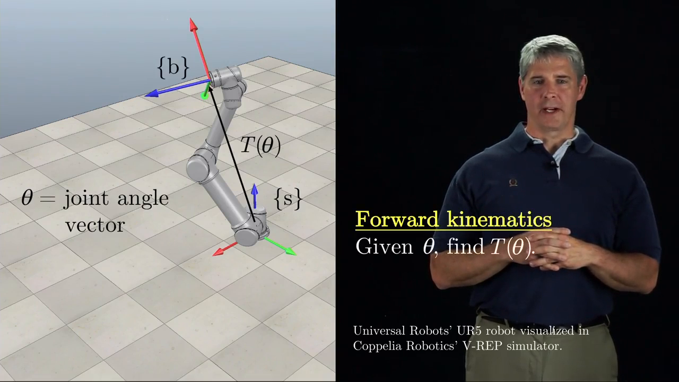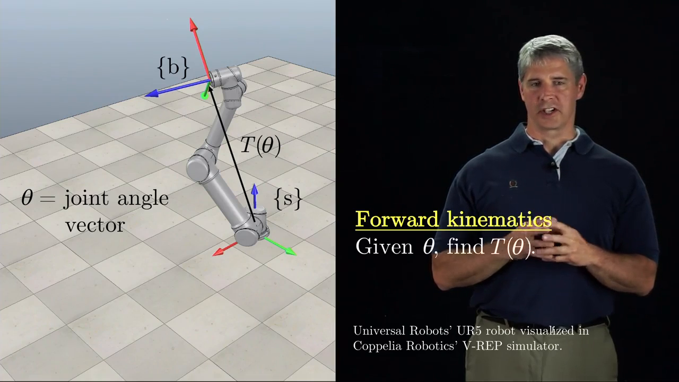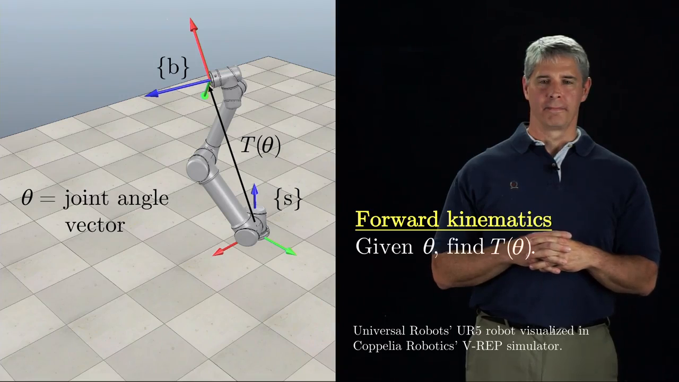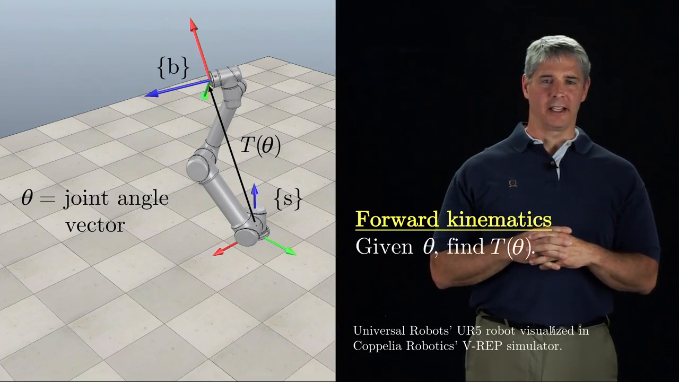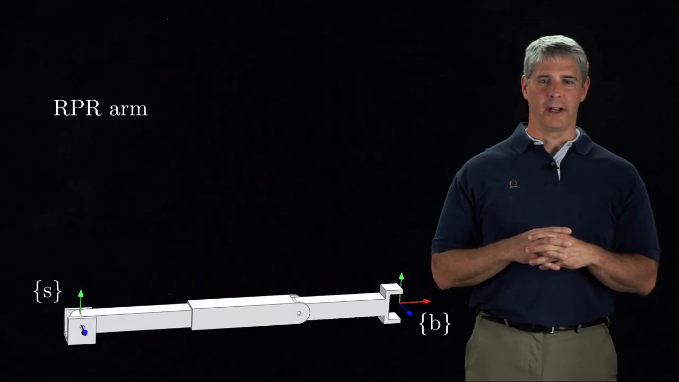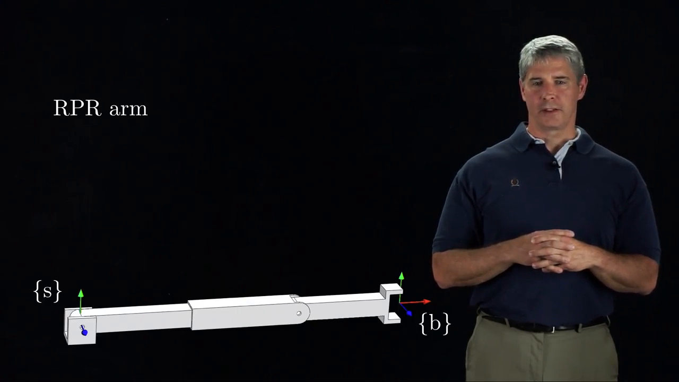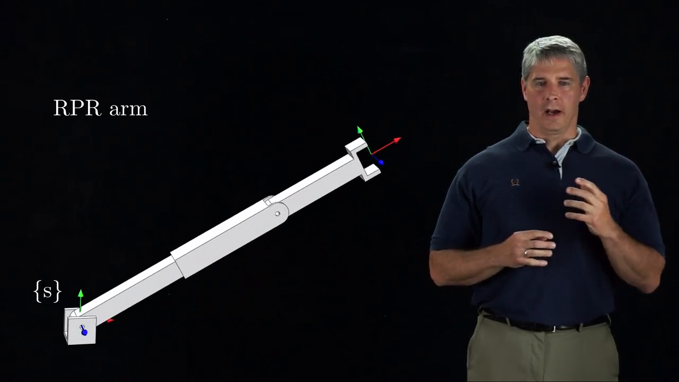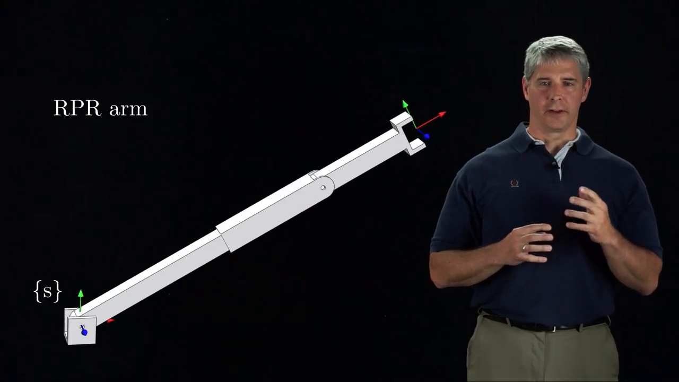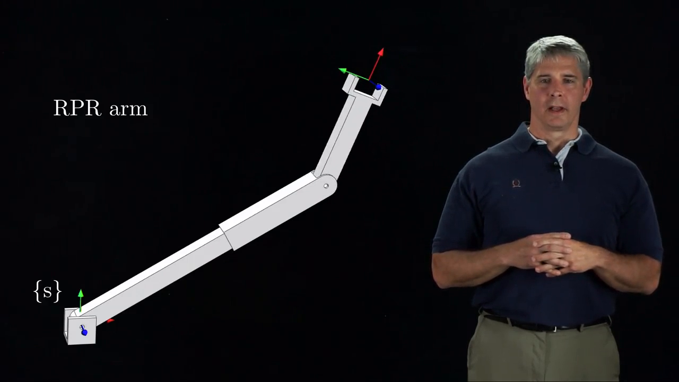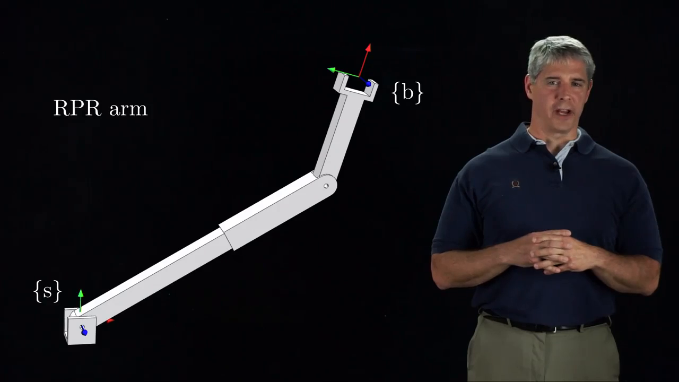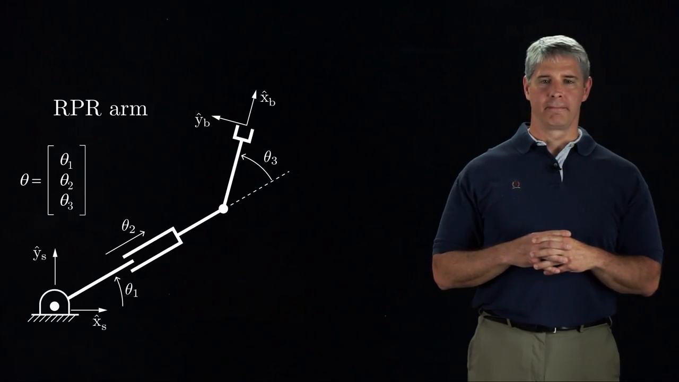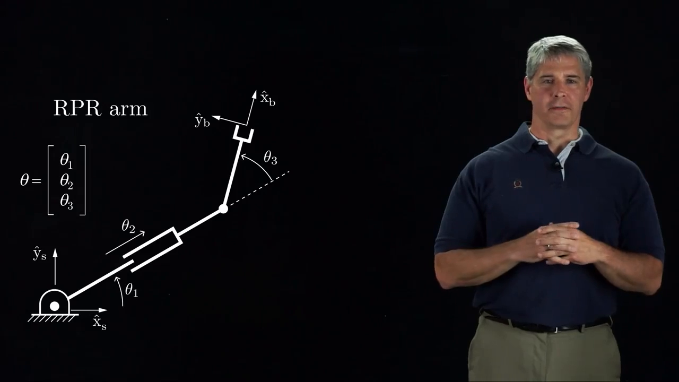The transformation matrix representing the B frame and the S frame is T_SB of theta, or just T of theta for short. To derive a procedure to calculate T of theta, let's use a simple robot arm that moves in a plane. This robot has 3 joints: a revolute joint, a prismatic joint, and another revolute joint. You can also see the stationary S frame and the end effector B frame. This is a stick figure version of the robot.